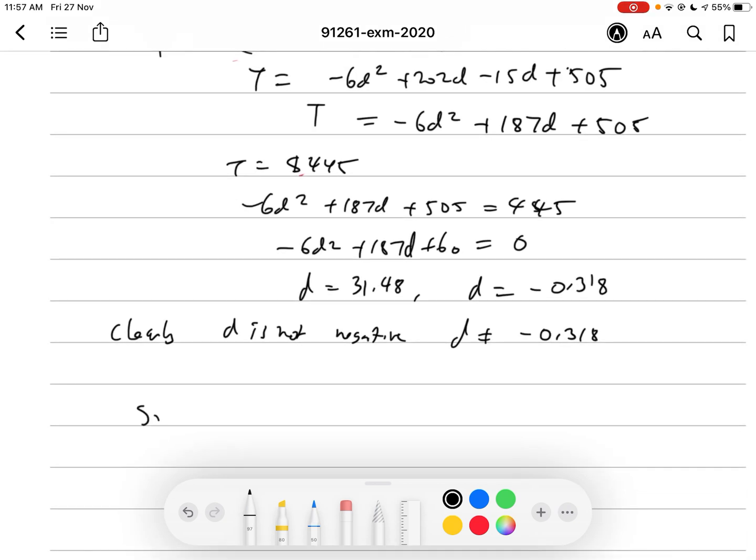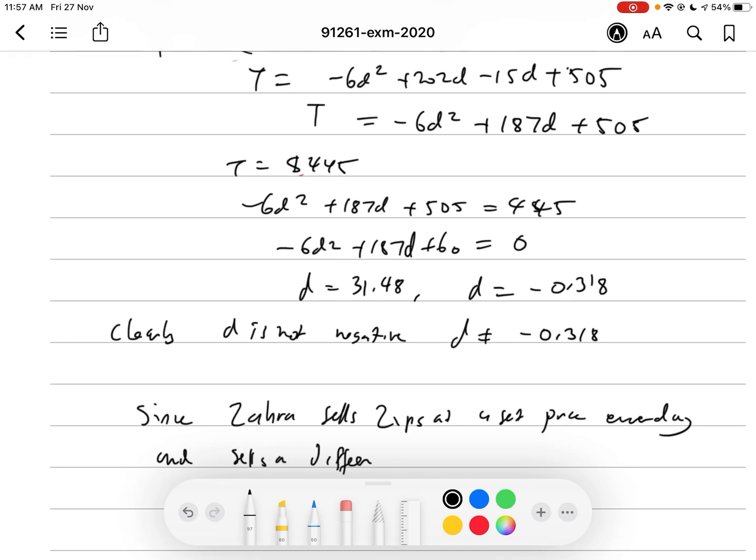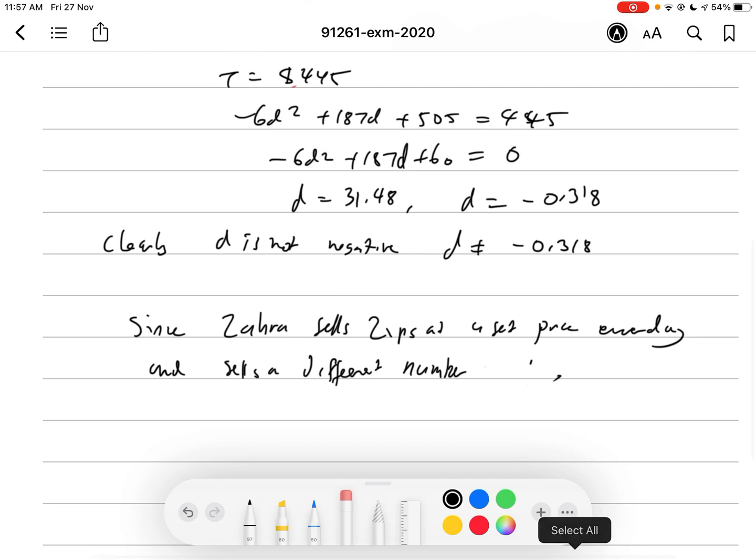So basically, since Zara sells zips at a set price every day and sells a different number every day, sorry, I cannot spell. Okay, so a different number every day, hence D is a whole number.